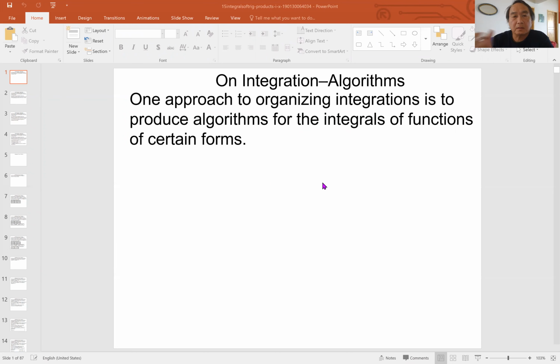In particular, we're going to talk about the integrations of products of sines and cosines, including negative powers, meaning secant, cosecant, etc. But since everything can be converted into sines and cosines, we're going to look at the products of sines and cosines. The place we start is where we stopped last time.